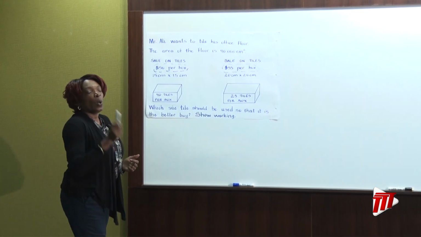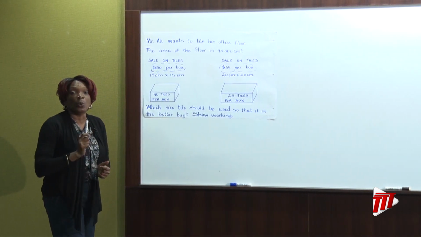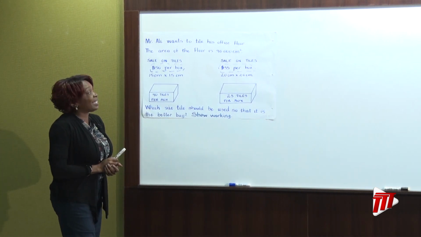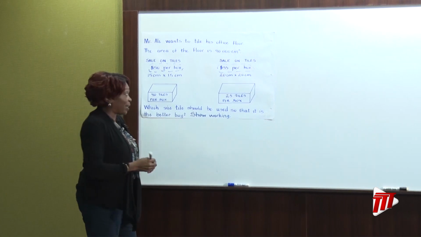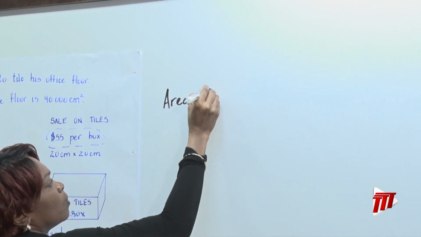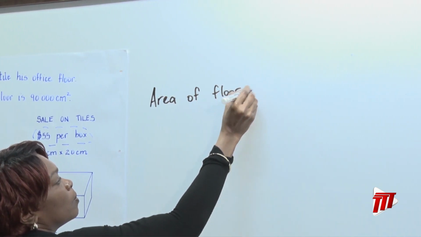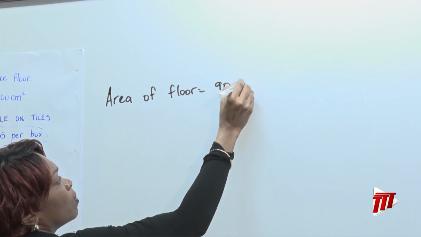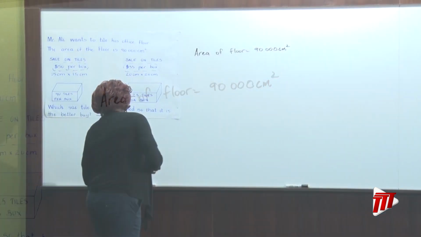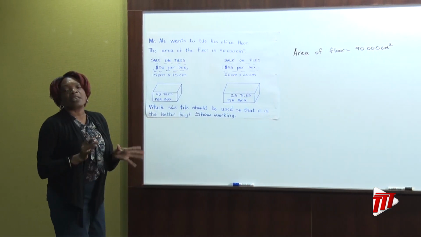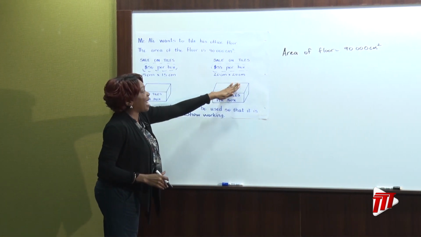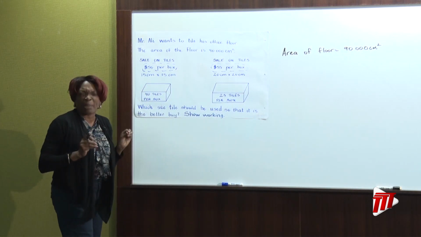I always tell you, always start with what you know. What information is given? Well, the area of the floor is 90,000 centimeters squared. So let's write that down. All right. So in order to determine the better buy, we're going to work with this one first, and then we're going to work with this one, and then decide which size tile is the better buy. Are you with me?